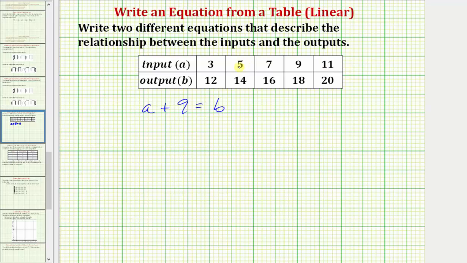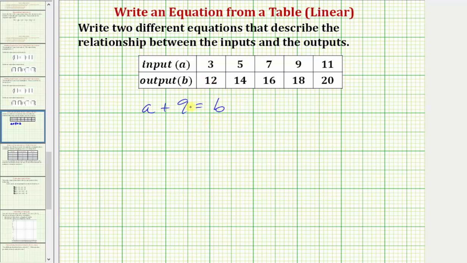So when A is 5, 5 plus 9 is 14, so that's correct. When A is 7, 7 plus 9 is 16, that's correct. When A is 9, 9 plus 9 is 18. So we found one correct equation that describes the relationship between A and B. But remember, we need two equations, not just one.